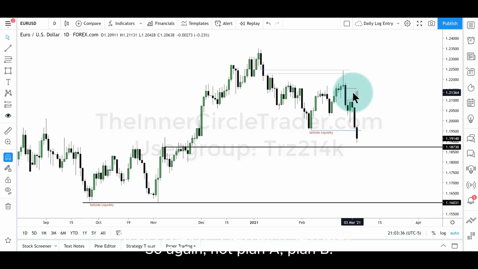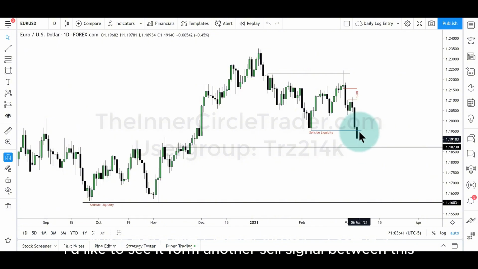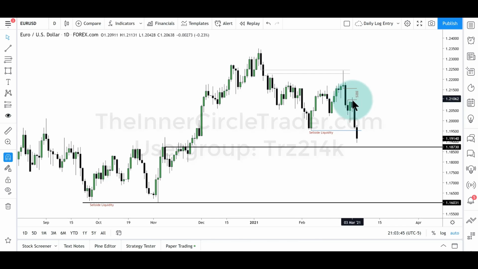Okay, so again, not plan A, plan B. I'm looking for lower. I'd like to see it form another sell signal between this level and this level, similar to what we did here, and then move lower. We're going to drop down to the hourly chart.